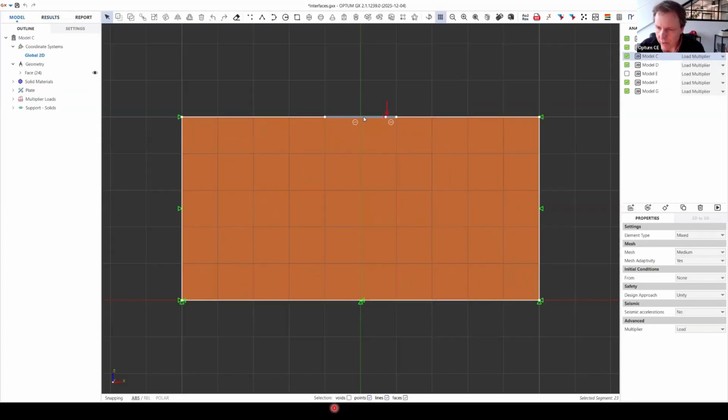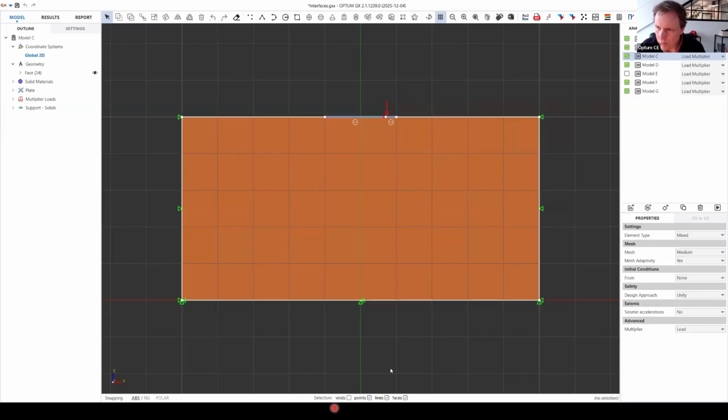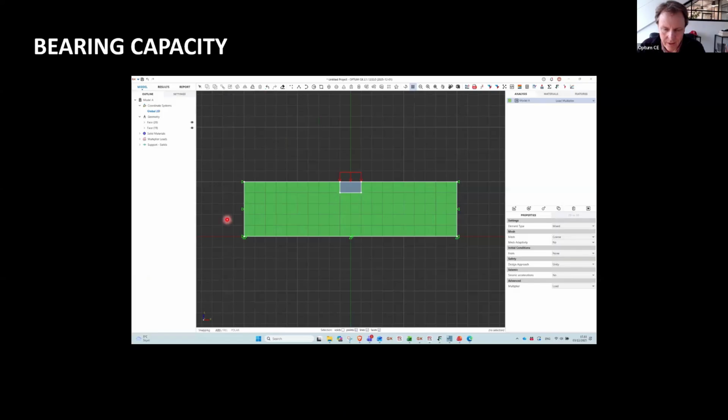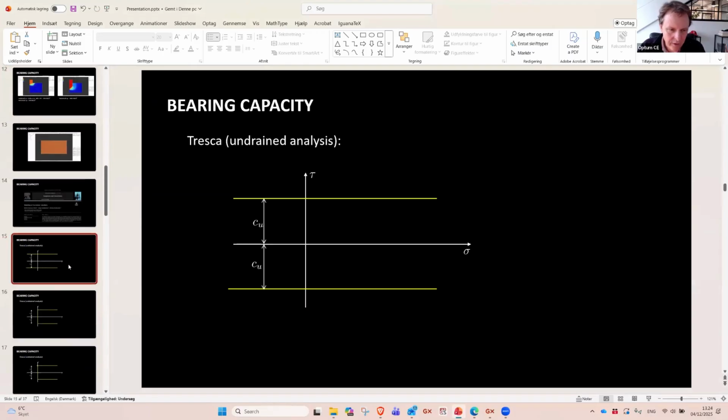If you don't do anything, you get a tension cutoff and you get a reduction factor of 1, meaning no reduction of the strength at the interface, same as the soil strength. Sometimes you might want to reduce that. You can do that here. But what do we mean by a tension cutoff? Because I've become aware that there are different takes on what a tension cutoff actually means.